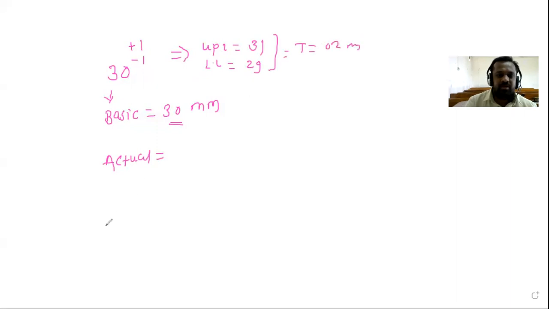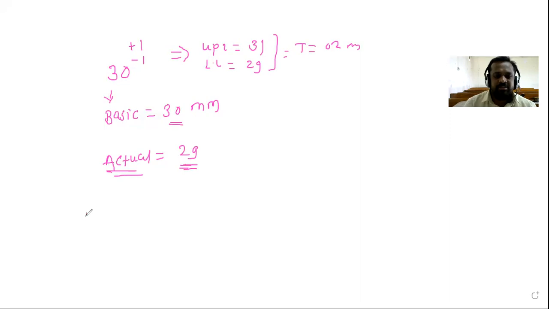Now see here, the actual size after the manufacturing. Suppose the size of that shaft is 29. Okay, 29 actual size. It is acceptable, right? It lies between these two limits.